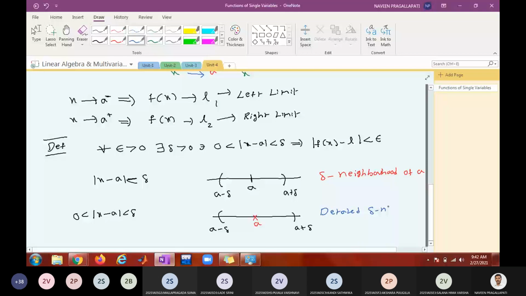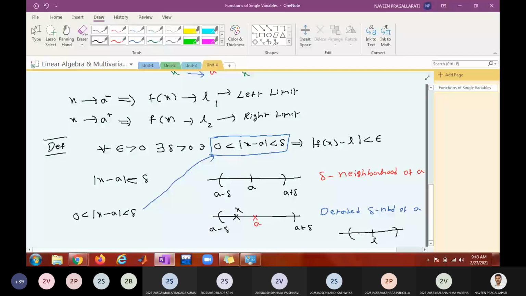Okay. Now, what do you mean by this statement? Whenever x is in the deleted neighborhood of a, can you see that? Whenever x is in the deleted neighborhood of a, then f of x should fall in the epsilon neighborhood of L.